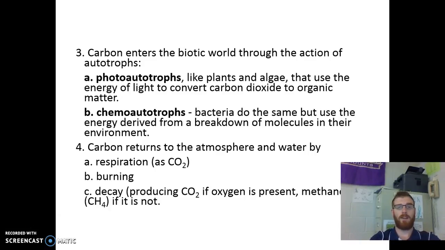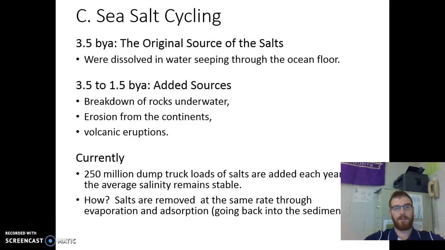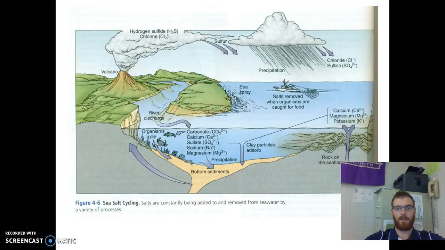Photoautotrophs like plants and algae use the energy of light to convert carbon dioxide to organic matter, and chemotrophs, which are bacteria that do the same, but instead use energy derived from the breakdown of molecules in their environment, things like hydrogen sulfide and other things that humans actually can't be around. Here's a graphic of the carbon cycle. Sea salt cycling, which is the cycling of salts through the ocean. And here's an example of that.